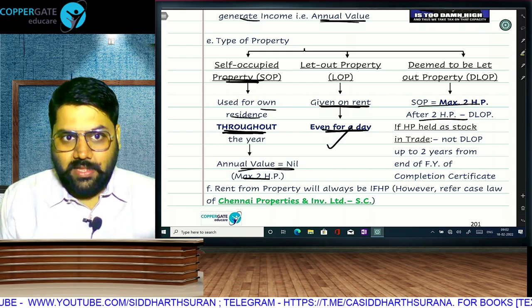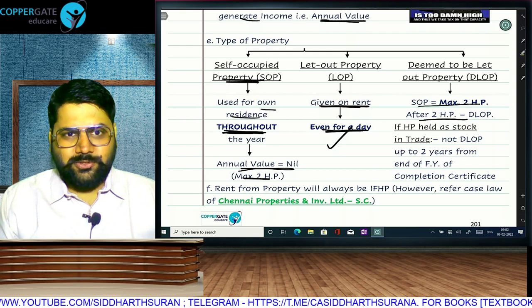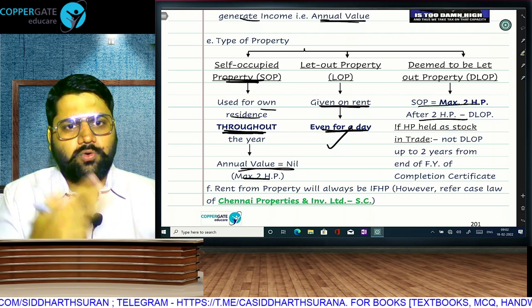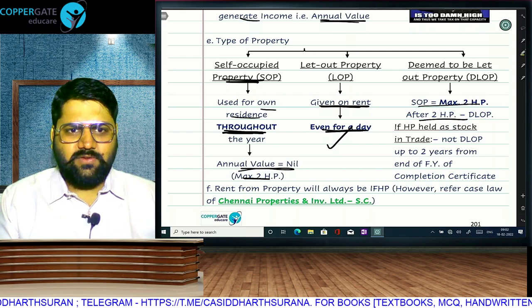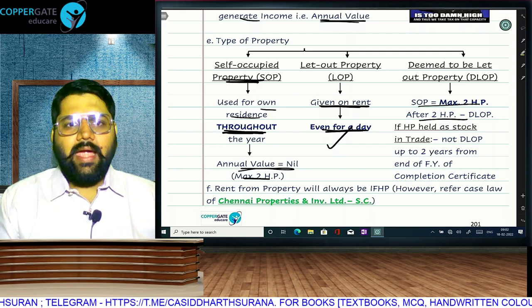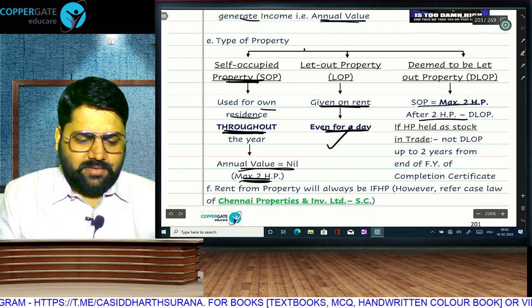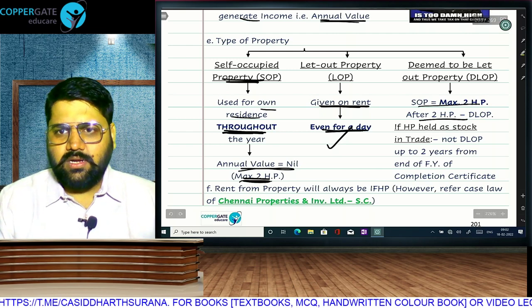You have not given them on rent at all. So you can take SOP benefit, that is annual value equal to 0, but maximum 2. Any 2 of your choice, of course. So wherever the annual value is high, we will take any 2. And the remaining 4 will be deemed to be let out property. You can take maximum 2 under SOP, balance will go under DLOP.